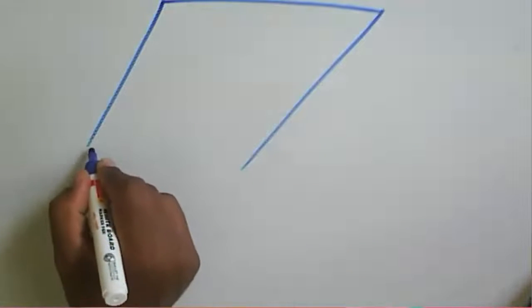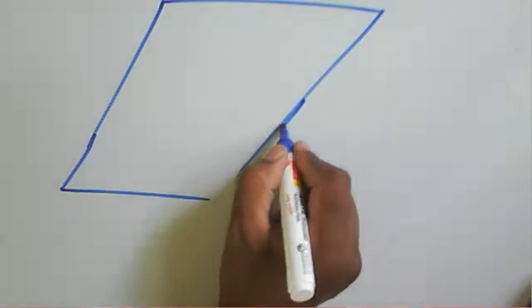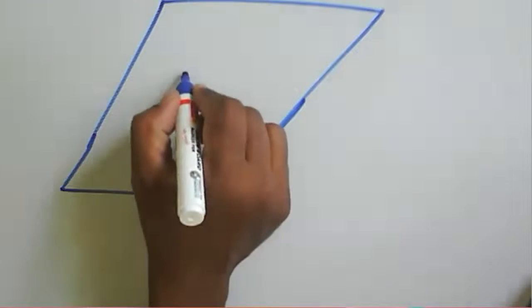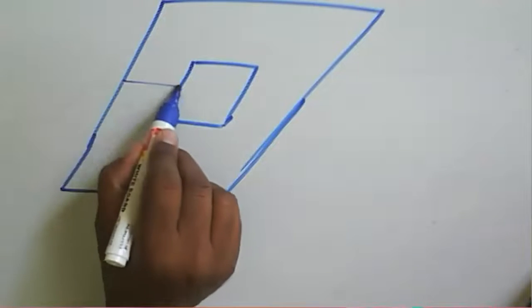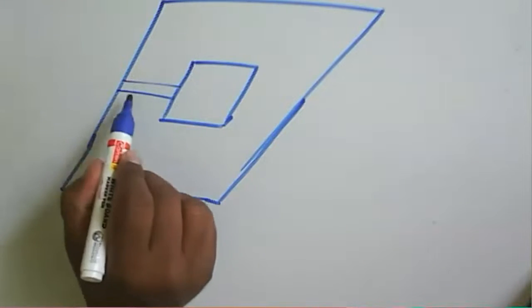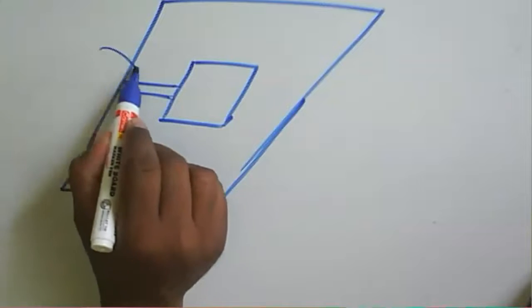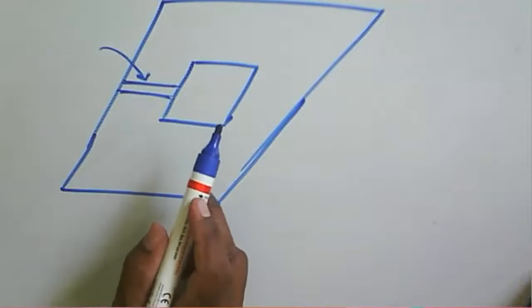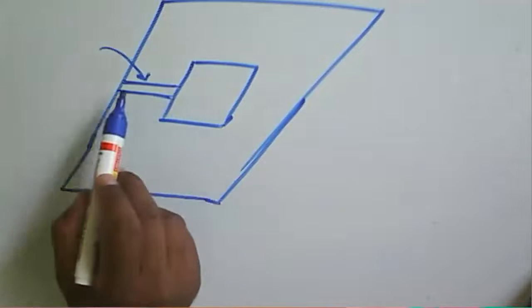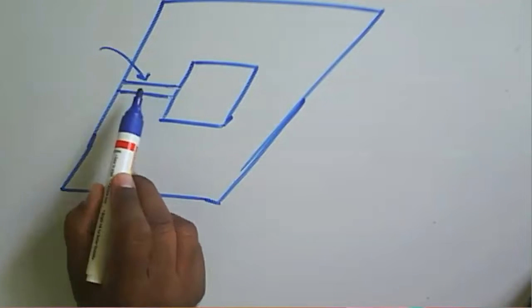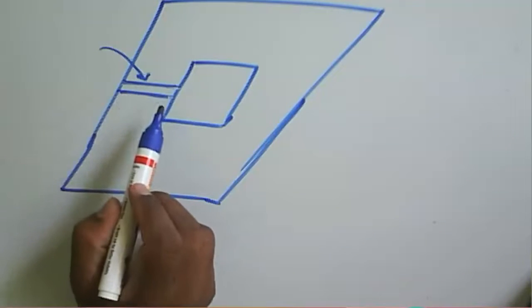So I'll again draw the antenna. This one is your microstrip patch. Now we are connecting this patch. This one is nothing but a microstrip line. How are we feeding this antenna? We are using that line to feed this patch antenna here.